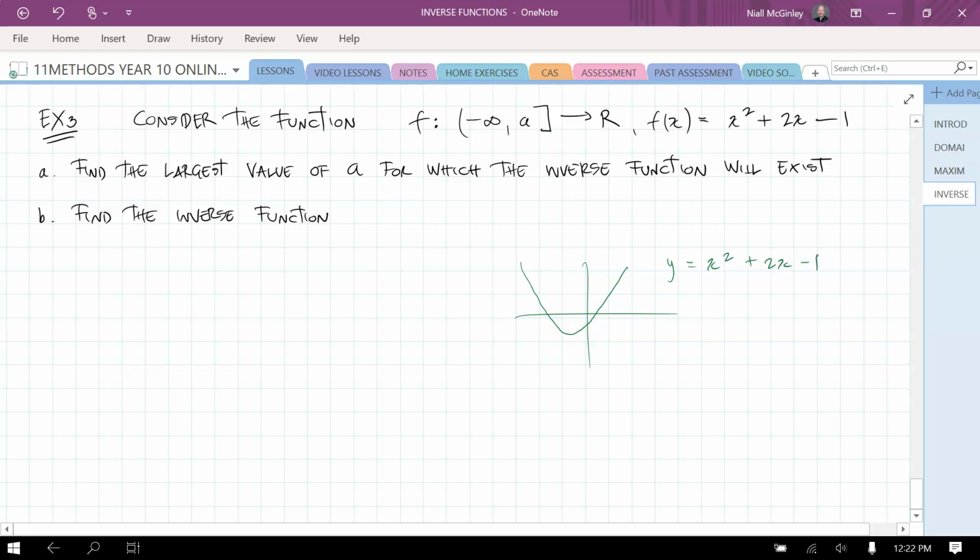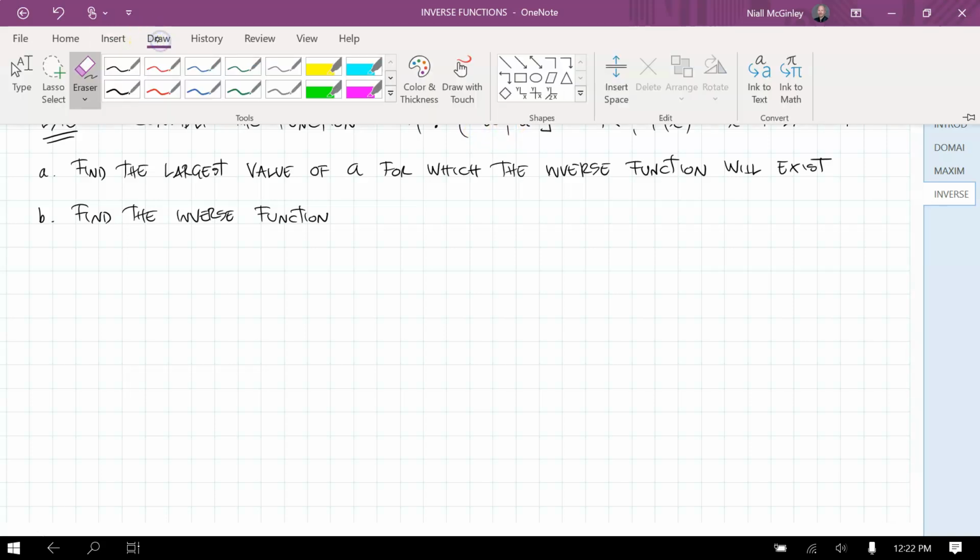Now, if this function was just the parabola, would it have an inverse? Well, it is a function if we do a vertical line test. However, if we do the horizontal line test, you'll see that it's not a one-to-one function. Therefore, this parabola wouldn't have an inverse function. So, what we then do is we can restrict what the domain is going to be.